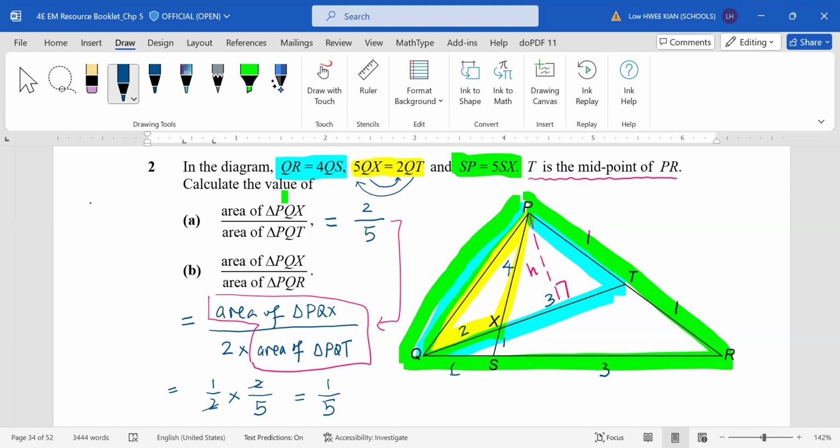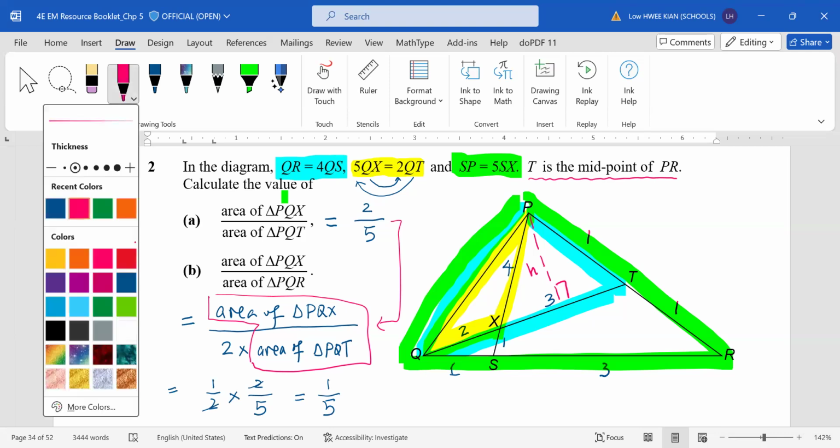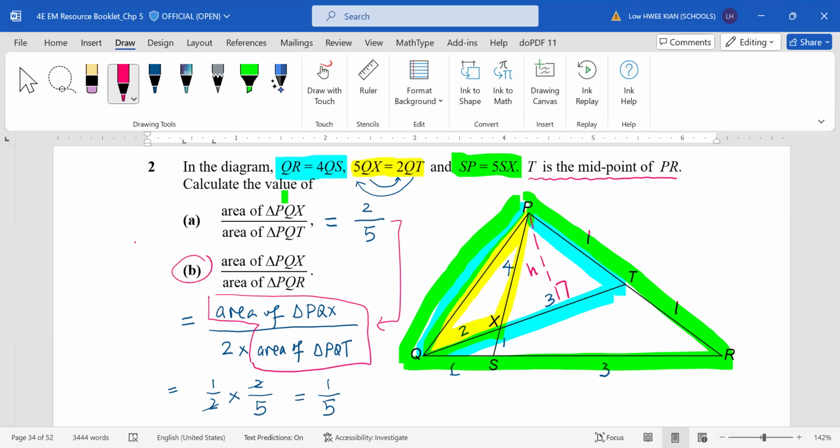For questions like this, for part B, what you need to look out for is the third party. In this case, triangle PQT over here is what I call the third party. This third party is the link between triangle PQX and triangle PQR.